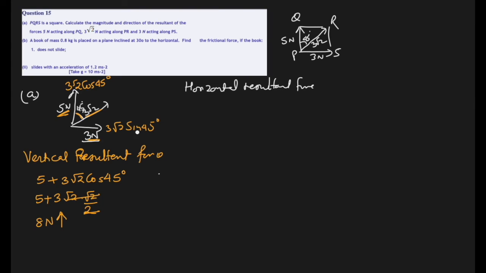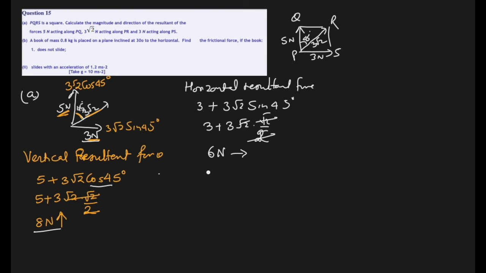Horizontal, again this 3 Newton is towards right and the other one is also towards right. 3 square root 2 sine 45. Both to the right, so they will add up. So 3 plus 3 square root 2 times square root 2 over 2, same. Cos 45 and sine 45 have same value. So again square root 2 and square root 2 will cancel with the 2. We get 6 Newton and that to the right side.